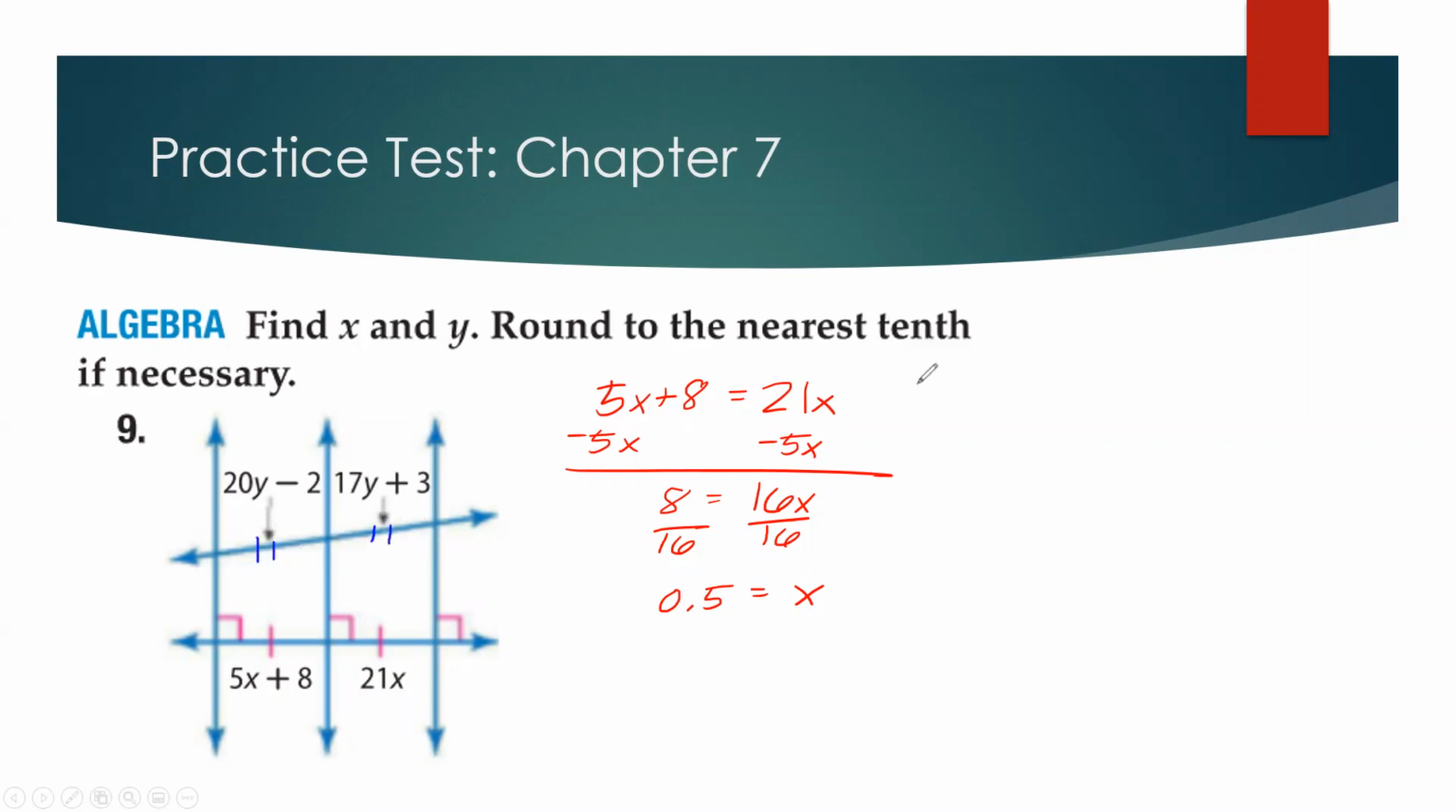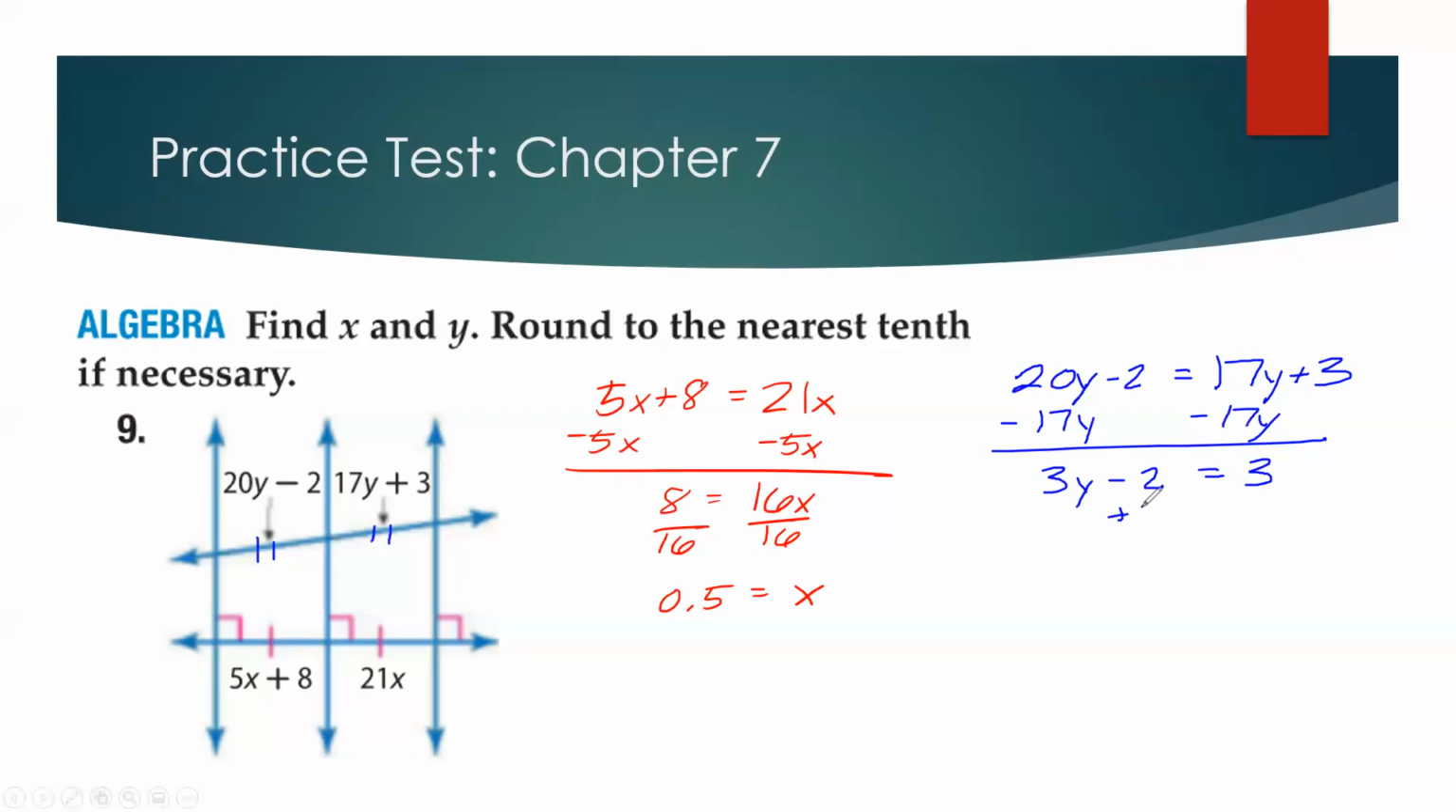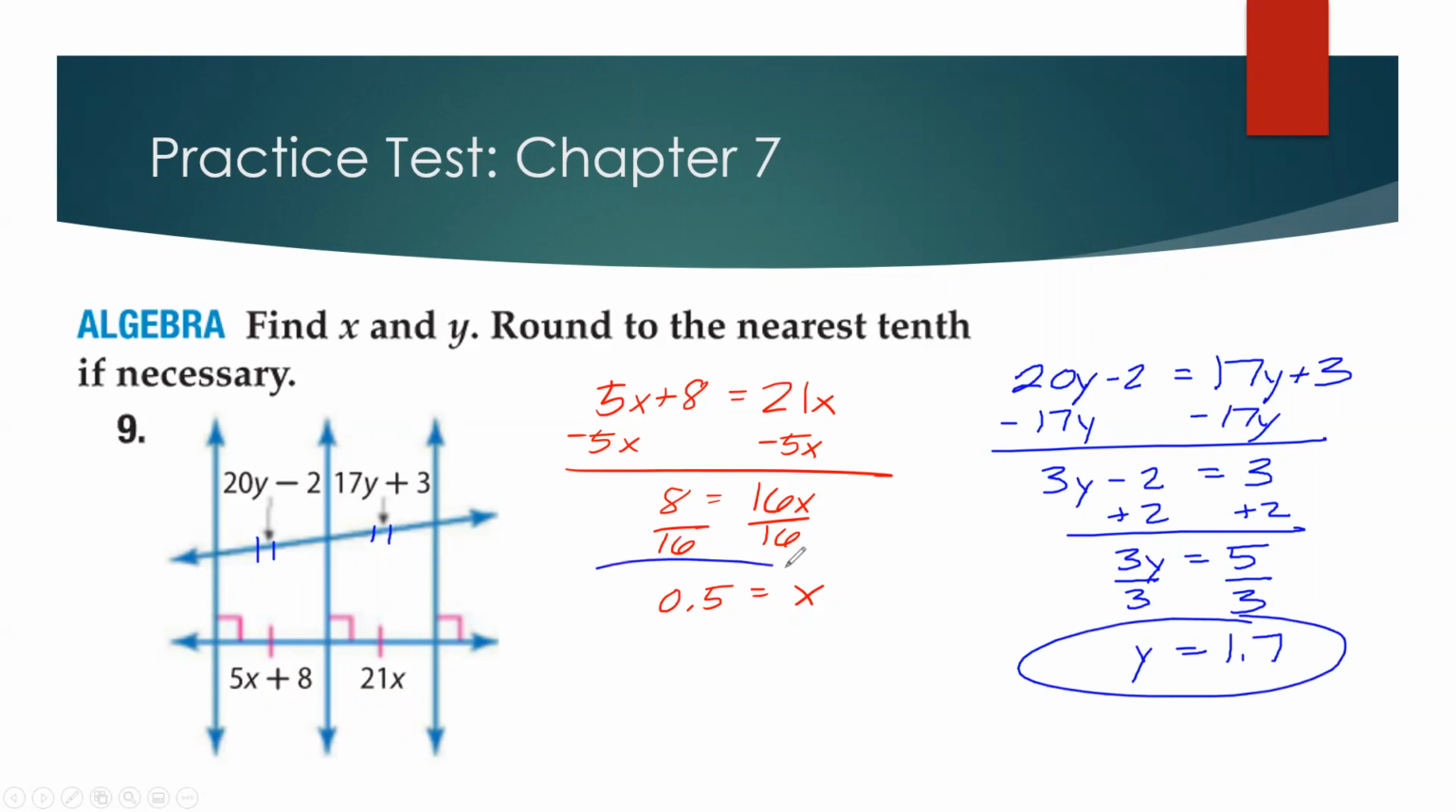And then over here, 20y minus 2 and 17y plus 3, these are also going to be equal to each other. So we're going to have 20y minus 2 equals 17y plus 3. So I'm going to subtract 17y from both sides. I get 3y minus 2 equals 3. I would then add 2 to both sides. So 3y equals 5. And then I would divide both sides by 3. So y equals 1.7 when I round it to the nearest tenth. Okay?